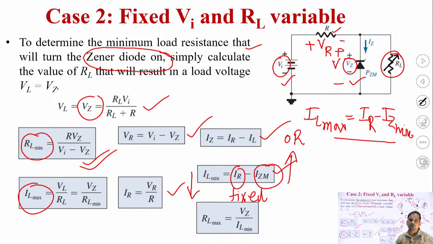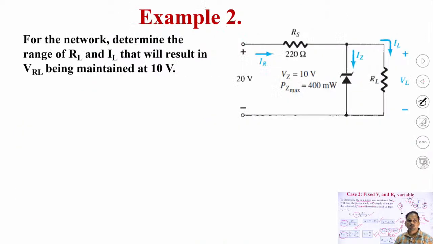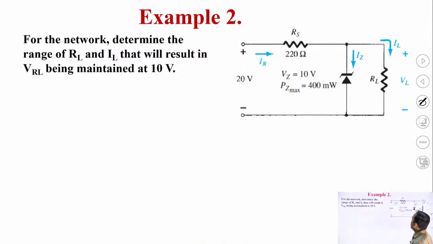So both the equations are true. Once we have calculated IL minimum, the minimum value of load current, we can calculate the maximum value of load resistance, which is RL maximum. So what are the steps here? First we calculate the minimum load resistance, then we calculate the value of series current IR, next we obtain the value of RL maximum. This is the procedure to calculate case number 2, when the input is fixed but RL is variable. Now we have a small example here.